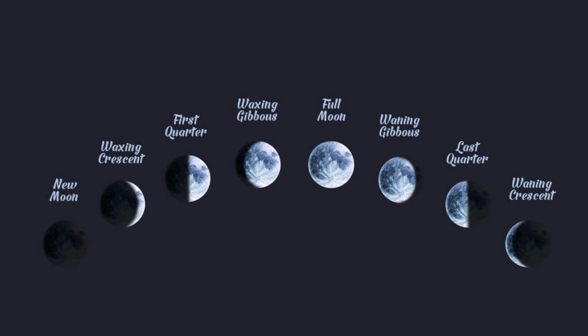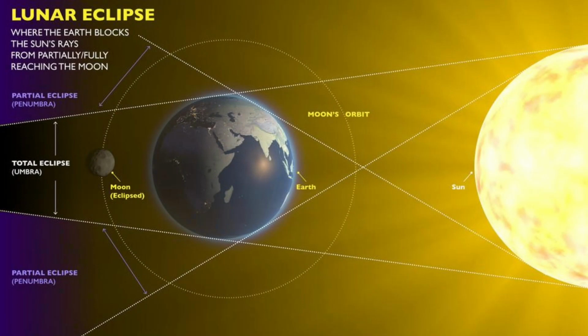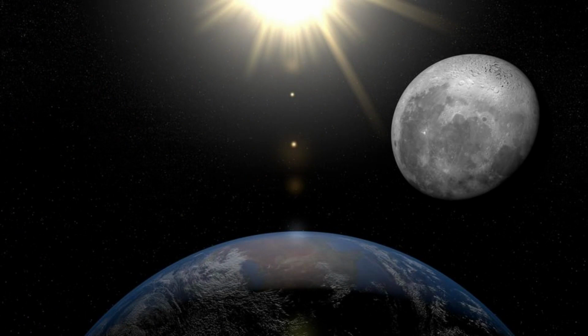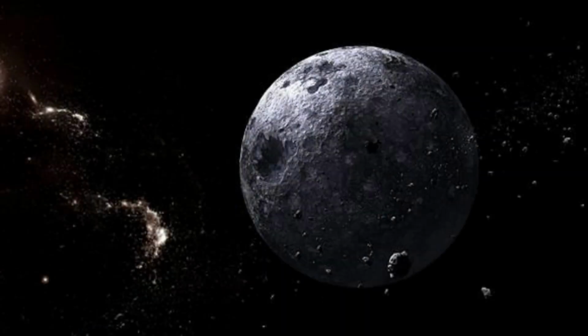Speaking of nights, have you ever wondered why we see different phases of the moon? Well, as the moon orbits Earth, sunlight hits it from different angles, causing shadows and creating those mesmerizing lunar phases we adore. And there you have it, fellow cosmic adventurers.